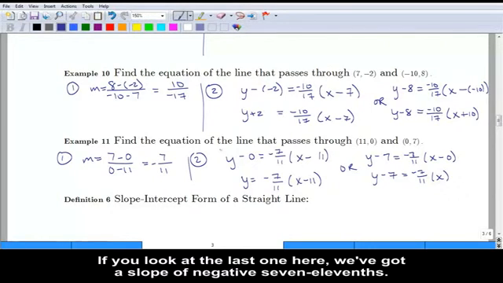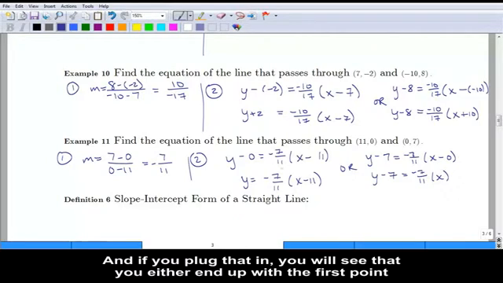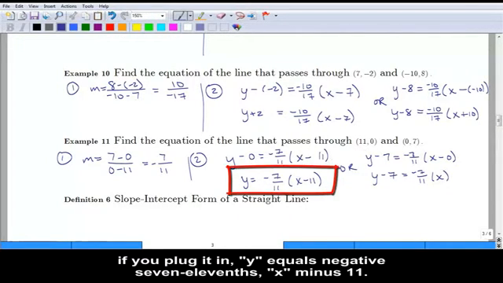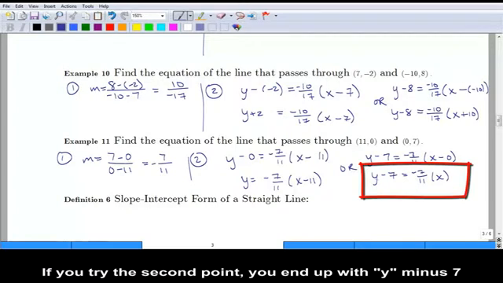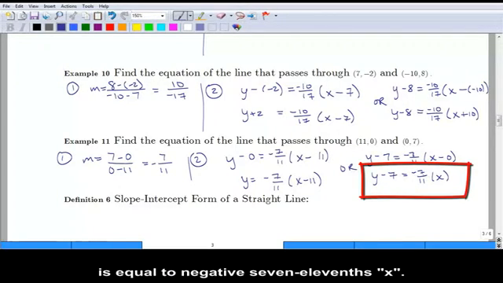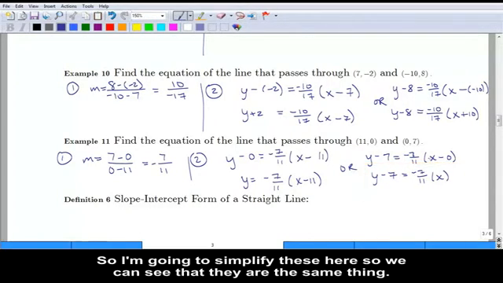If you look at the last one here, we've got a slope of -7/11, and if you plug that in, you will see that you either end up with, for the first point, y equals -7/11 x minus 11. If you try the second point, you end up with y minus 7 is equal to -7/11 x. So I'm going to simplify these here so we can see that they are the same thing.